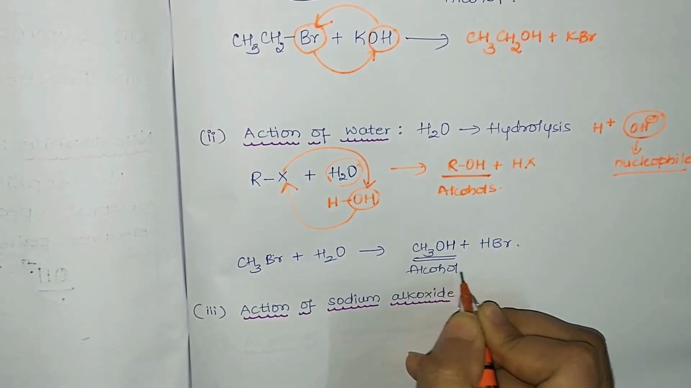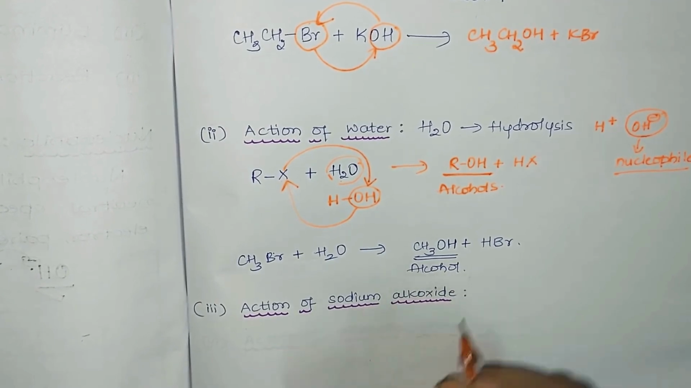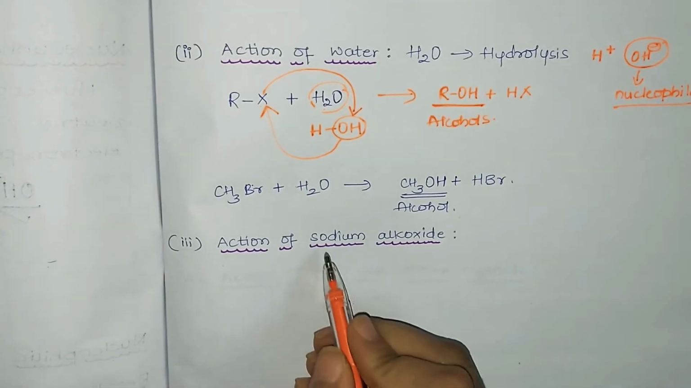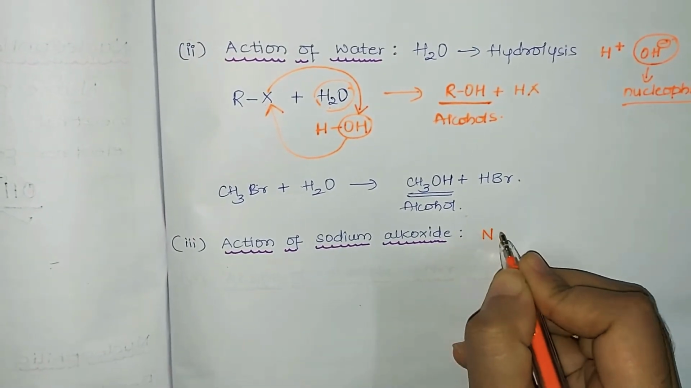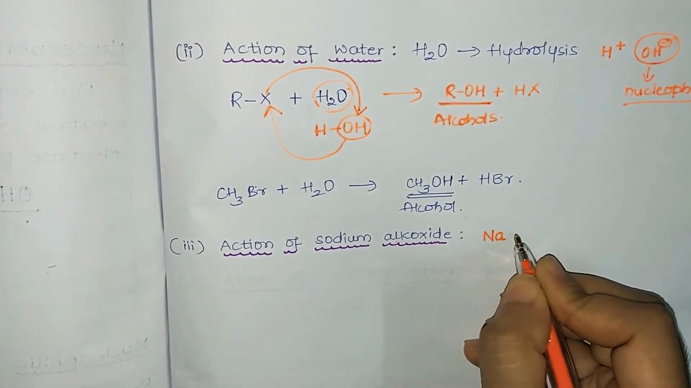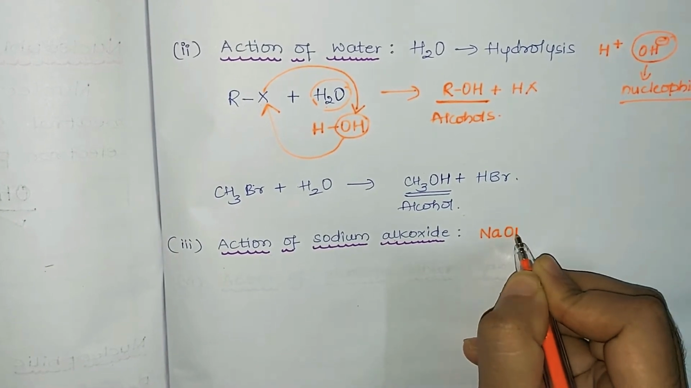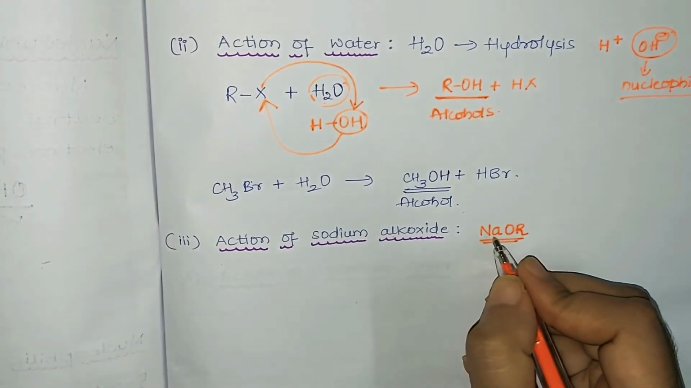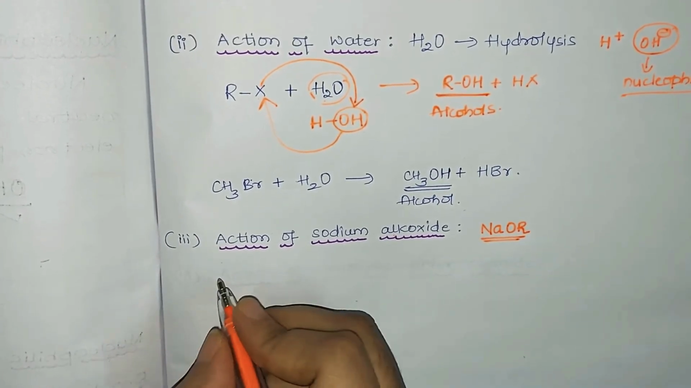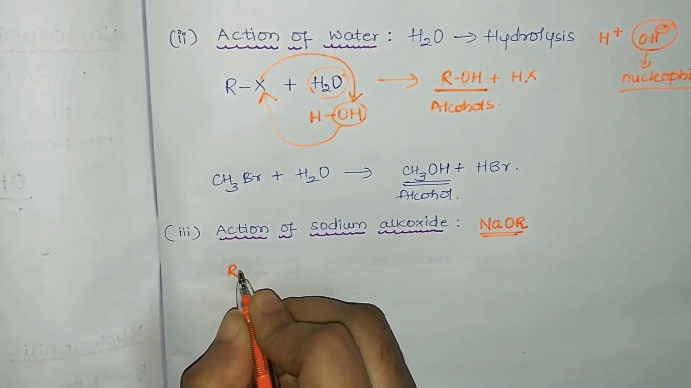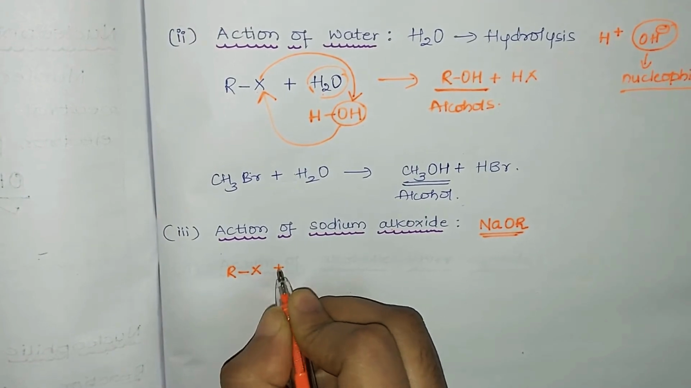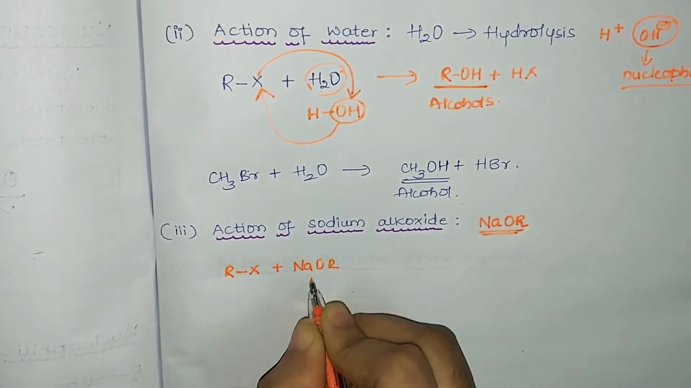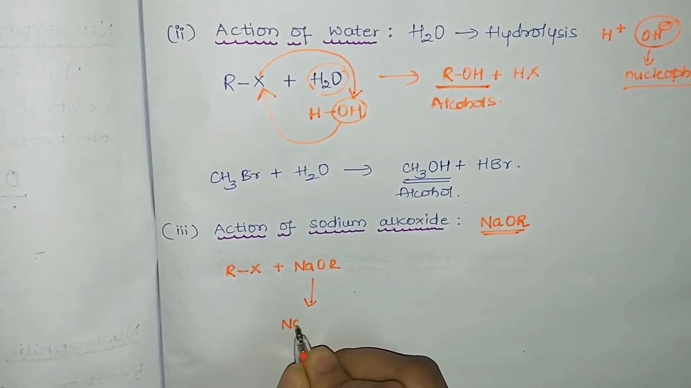Let us move on towards the next reaction, that is action of sodium alkoxide. Sodium is Na. What do you mean by alkoxide? Oxygen to which an alkyl group is bonded. So we'll consider generally NaOR, where R is an alkyl group. Whenever an alkyl halide, generally RX, reacts with sodium alkoxide, that is NaOR, what is the nucleophile present here? Na plus and OR minus.